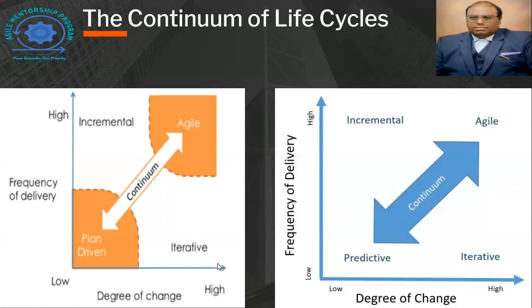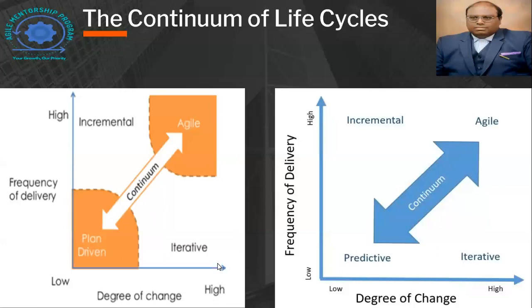The same diagram I have taken in different colors and put it over here. What we need to know is, be it a project, a program, or any kind of engagement, we need to first be cognizant of two main parameters: the degree of change, meaning the likelihood of change, and the frequency of delivery, or rather the periodicity of delivery. Depending upon that we can tell whether a predictive life cycle will be more relevant here, or iterative approaches will make more impact, or incremental approaches will make more impact.